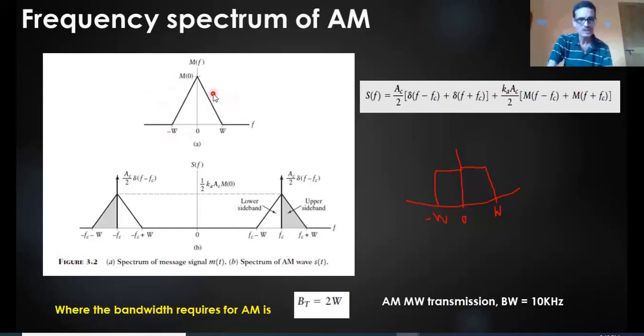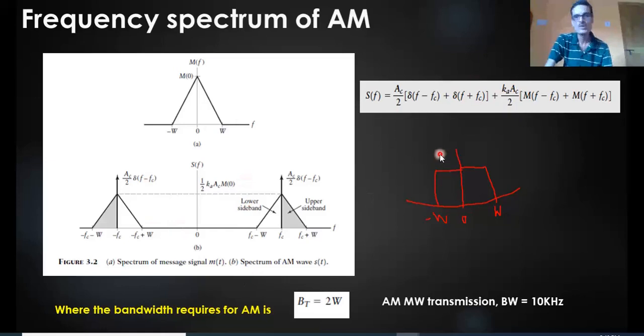After modulation, we actually get a band pass signal. The message is a low pass signal, a baseband signal. So after modulation, this is what I'll get. See, here is how to represent it. This is the equation. In the frequency domain, we have to represent that graphically like this.